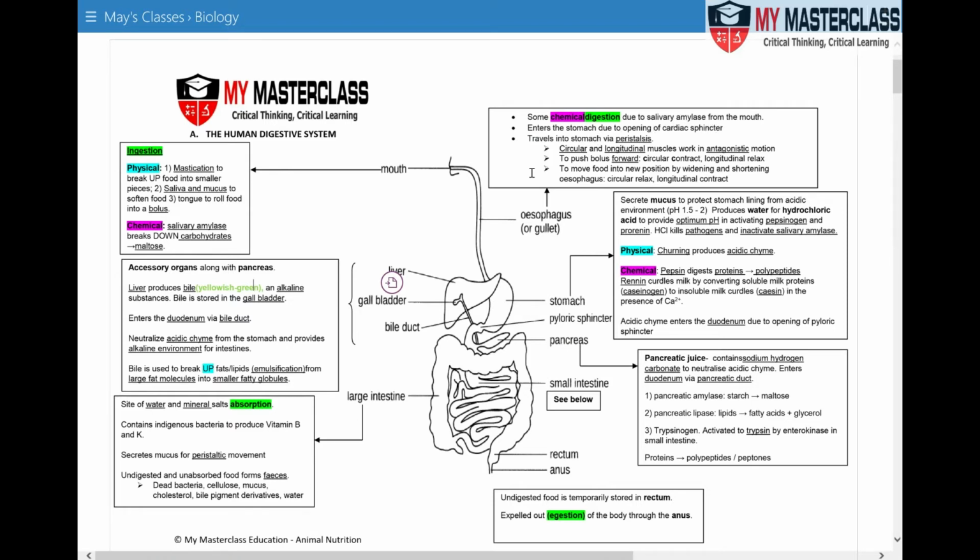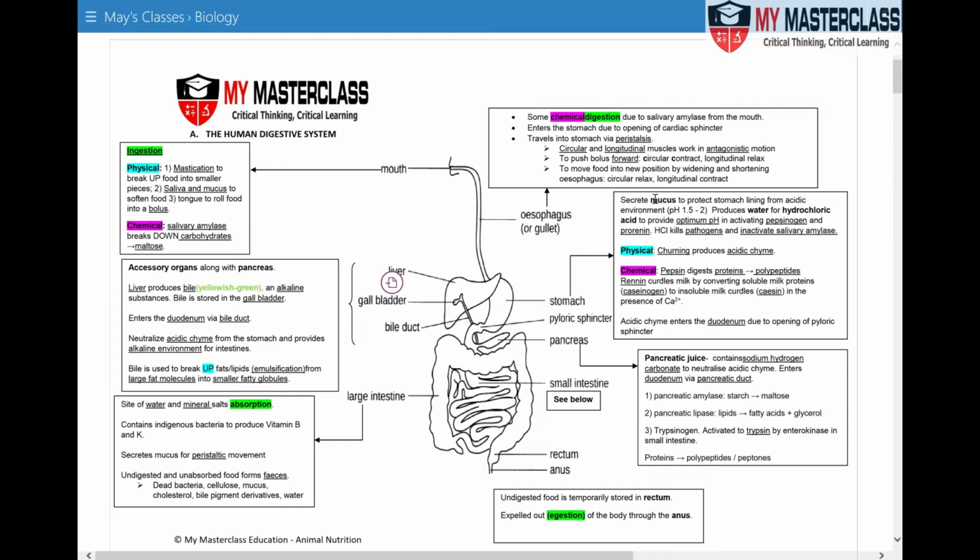Okay, so once the food or the bolus of food starts entering into the stomach, the stomach will start to produce things like water, hydrochloric acid, etc. Okay, now we look at the stomach first. Now the stomach is incredibly acidic. Okay, so which is why in order to protect itself, the stomach secretes mucus.